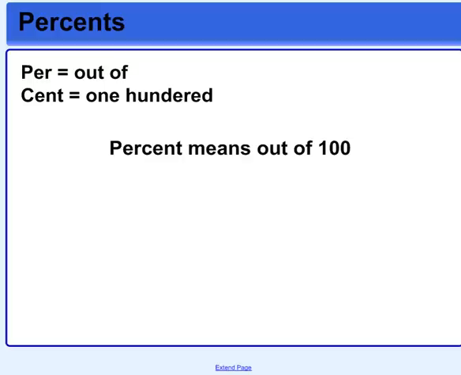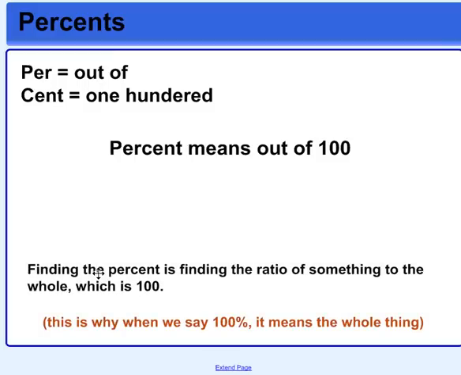All right, now we're going to get into our very last one, and that is taking a percent and turning it into a fraction or a decimal. First of all, you want to look at the word percent. The word per means out of, and cent means 100. So when you're saying percent, it means out of 100.